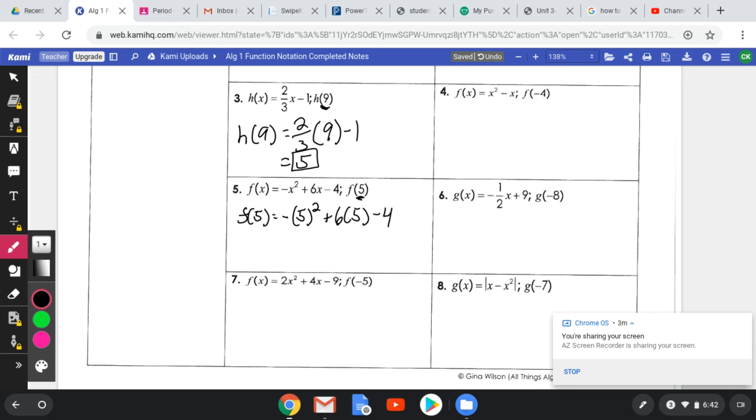And then again, you have to follow the order of operations here. So you would do 5 squared, which is 25, but you've got to throw in that negative sign there. And then I do 6 times 5, 30, and then minus 4. Let's finish it off here. Negative 25 plus 30 is 5, minus 4, 1.